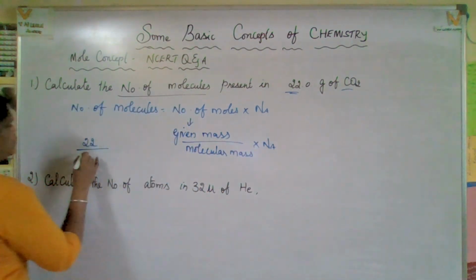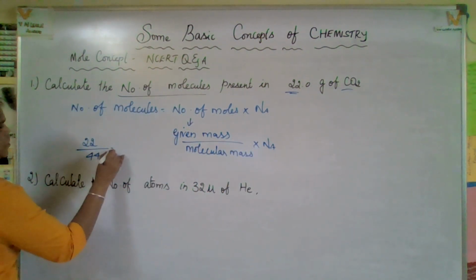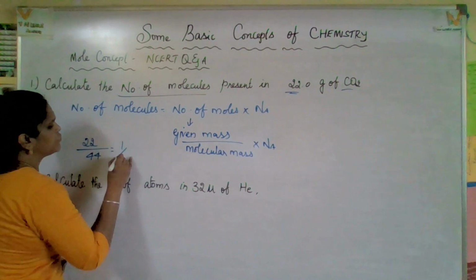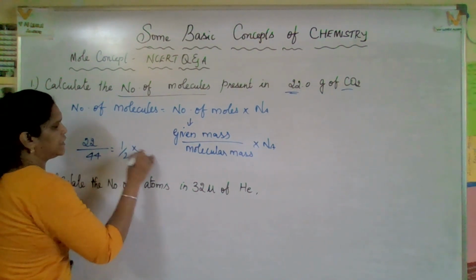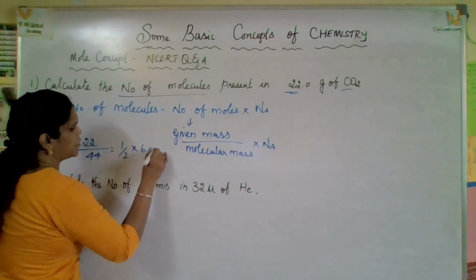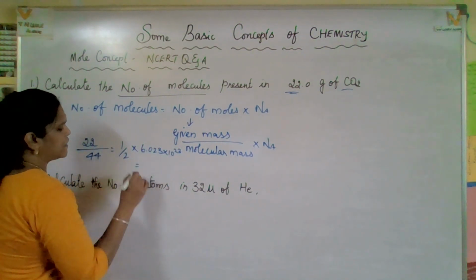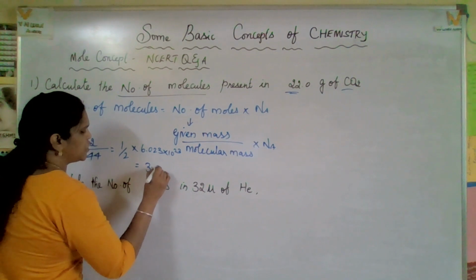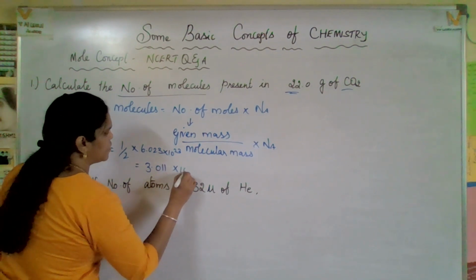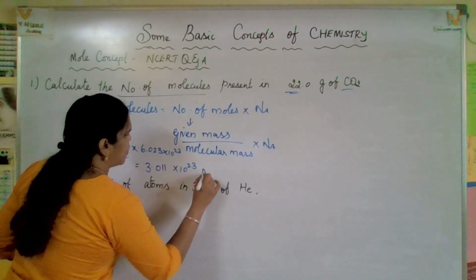How much is it? It is 44. So you will get half mole. Half into Avogadro number, 6.023 into 10 to the power of 23. So you will get 3.011 into 10 to the power of 23 molecules.